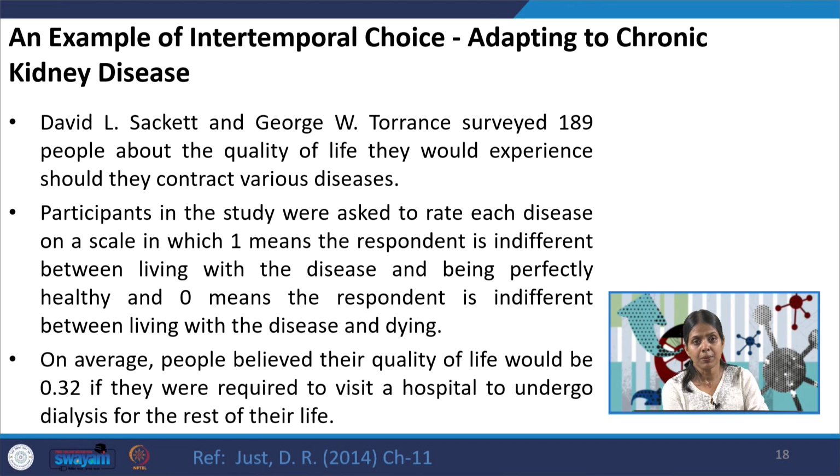On average, people believed their quality of life would be 0.32 if they were required to visit a hospital to undergo dialysis for the rest of their life. So, you can see this was an average response, which is pretty low at 0.3. If a healthy life is close to 1, then your desire to live is reduced by 70%. It is only 30% that you desire to survive or live.